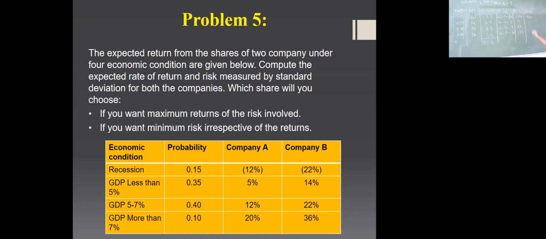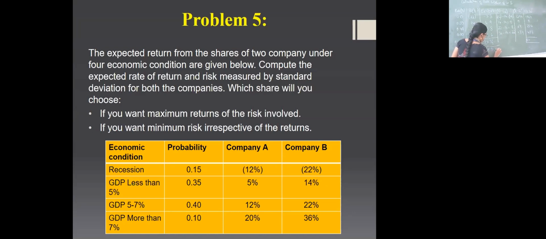Okay. Next is 0. Next, 64 into 0.4, 25.6. Next one, 484 into 0.1, 48.4. Total it.